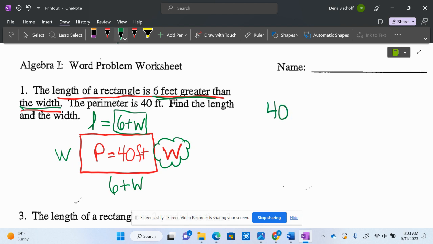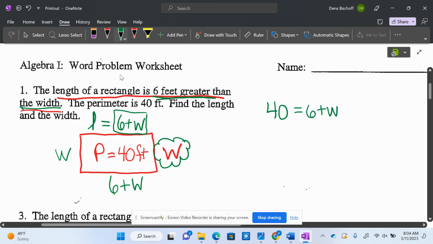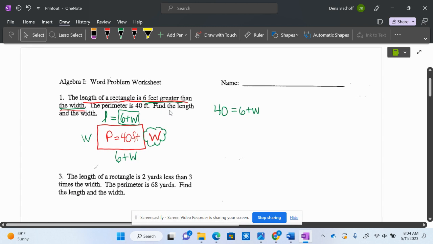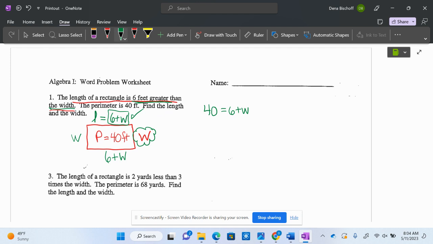40, that's our perimeter. 40 is, what are we going to put there? Say it loud. Equals 6 plus W. Keep going. We're adding all the way around the outside. Everything around the outside. Go, Brian. What else? Plus W. Yeah, so we've taken care of this and one more.